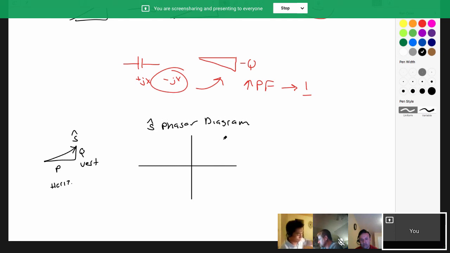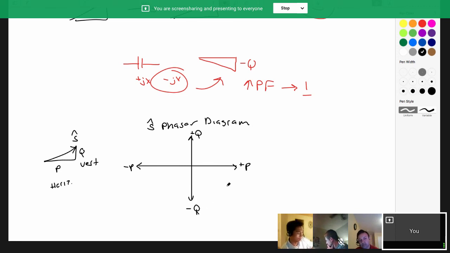we know that over here to the right would be positive P, wouldn't it? Over here on the left would be negative P, right? Up here on the top, what would this be? This would be positive Q, which makes this negative Q.